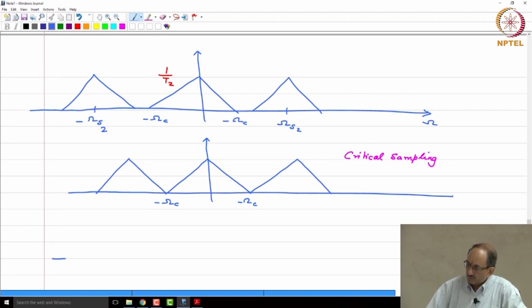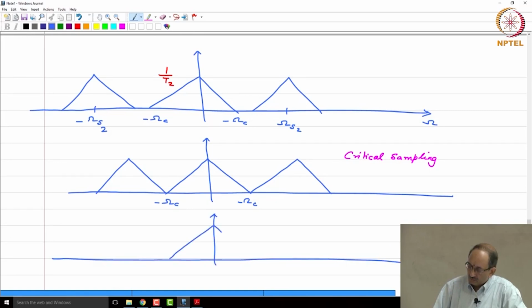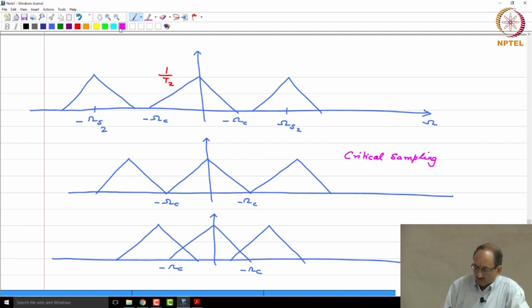And the other case of course is undersampling. So, you have minus omega c to plus omega c, you have not sampled it enough, so that the repetitions occur so much sooner that they overlap, and this is what is called undersampling. Again, in these last two plots I have not shown the corresponding scale factor; it is implied. Here I am focusing on the overlap part.